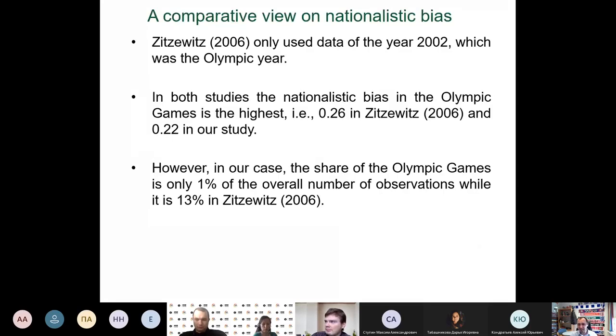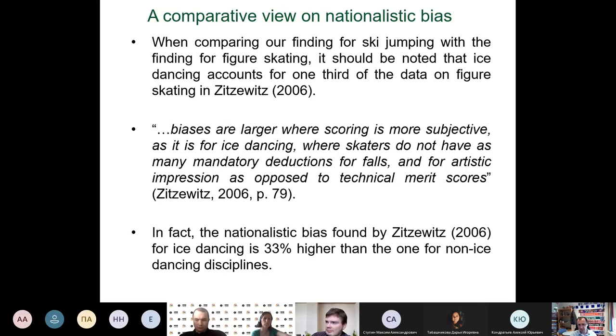But in our case, the share of the Olympic Games from all the competitions, from all the data, is only 1% of the overall number of observations. But it is 13% in Zitzewitz. So the Olympic Games pull the whole result up. So you have to have a really representative data set. Olympic Games take place only once in 4 years, so its share is not 13%. And by the way, the dressage paper doesn't use Olympic Games.